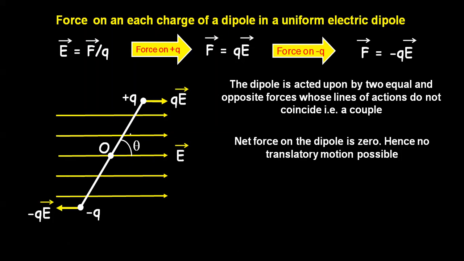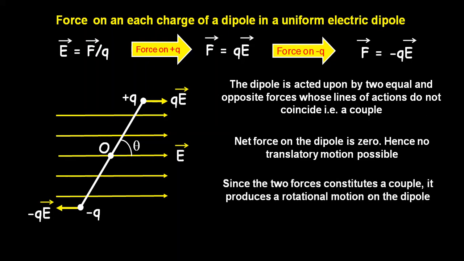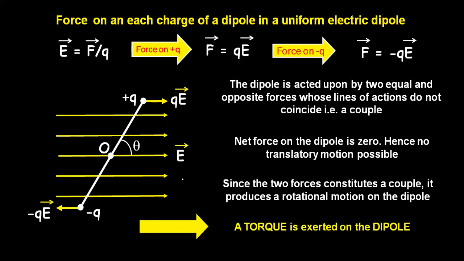Since the net force is 0, no translatory motion is possible. The dipole cannot move towards right or towards left or up or down. Translatory motion will be absent. But a couple always ends up producing a torque. Since the two forces constitute a couple, it produces a rotational motion on the dipole. So translatory motion will not be there, but what motion will be there? Rotational motion. Therefore, a couple acting on the dipole will result in a torque.